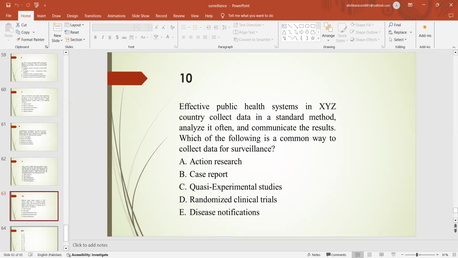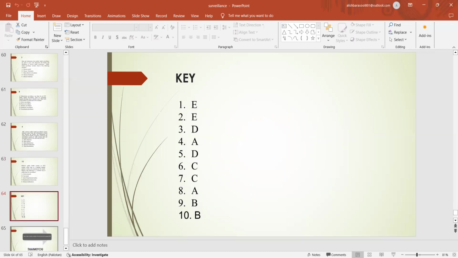Effective public health systems in XYZ country collect data in a standard method, analyze it often, and communicate the results. Which of the following is a common way to collect data for surveillance? A, action research, B, case report, C, quasi-experimental, D, randomized clinical trials, E, disease notifications. This is the key of my MCQs.